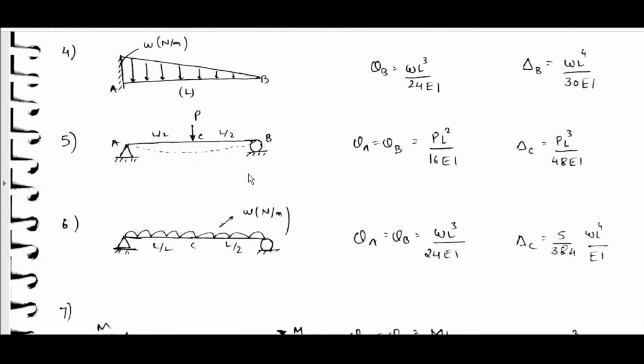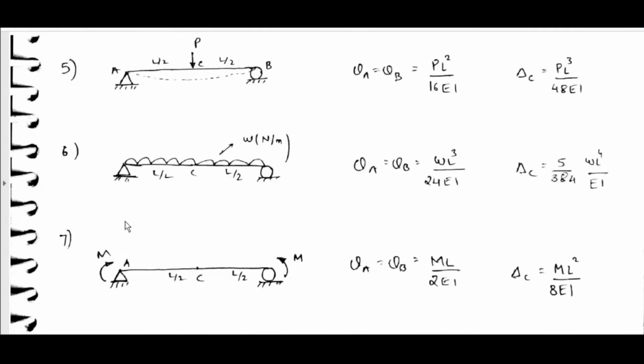Simply supported beam, P at center, theta A is equal to theta B is equal to PL square by 16EI, delta C is equal to PL cube by 48EI. Uniformly distributed load, theta A is equal to theta B is equal to WL cube by 24EI. Delta C is equal to 5 by 384 WL power 4 by EI.